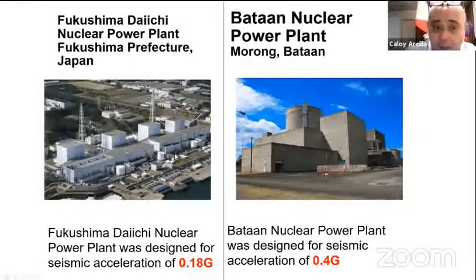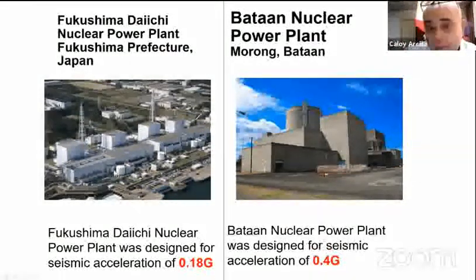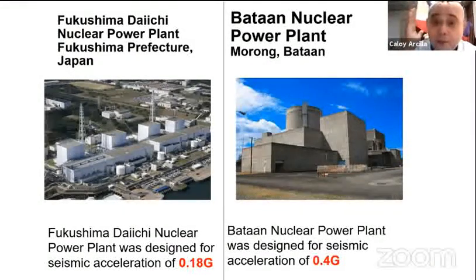But the more important thing is that a magnitude 9 earthquake that happened in Japan did not destroy the nuclear plant. It survived the magnitude 9 earthquake, and we haven't had a magnitude 9 earthquake in the Philippines.